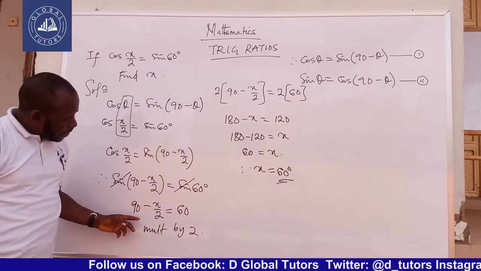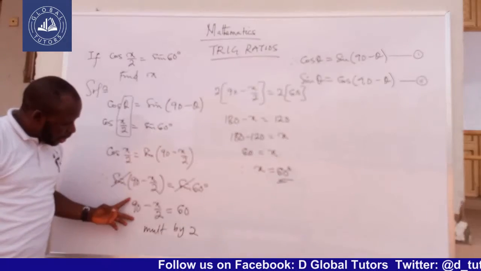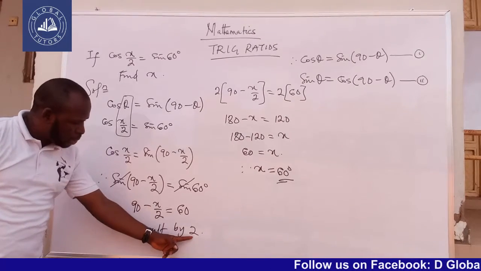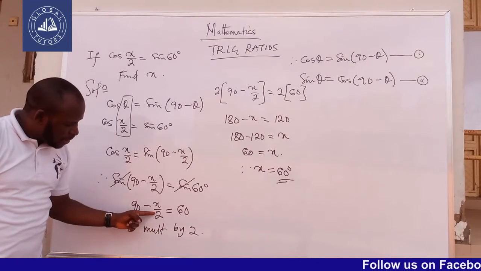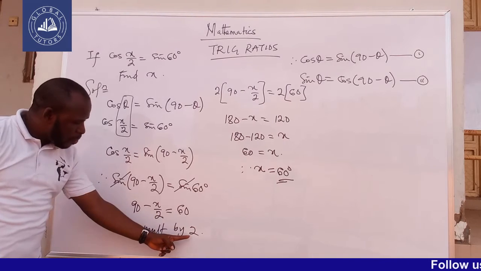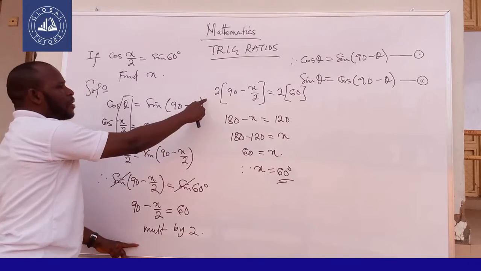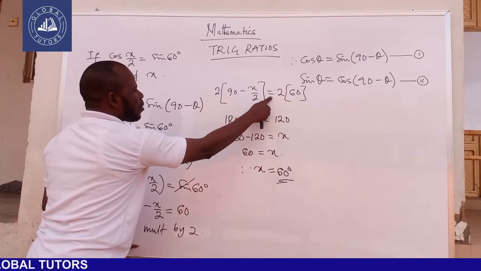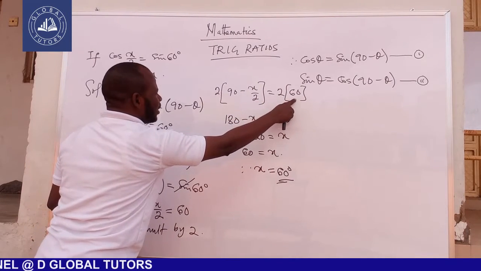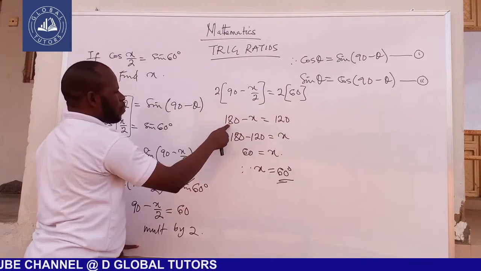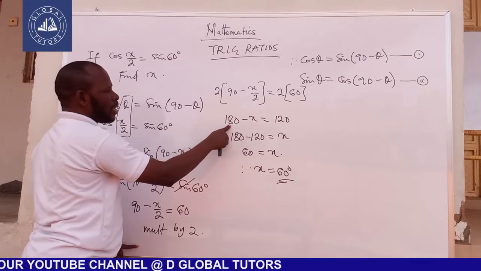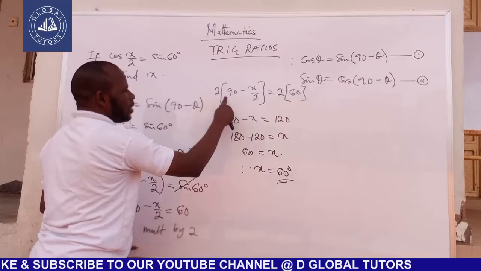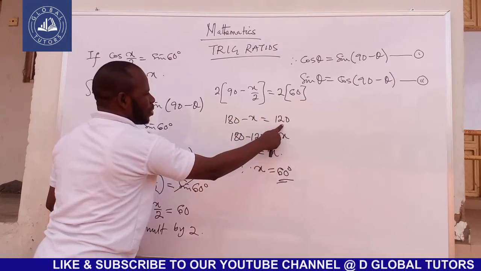Now, I said for you to solve this equation here, because this is a fraction, you multiply through by 2. Because this is the what? The denominator. So if you multiply by 2, you're going to have 2 into the bracket of 90 minus x over 2 equals 2 into the bracket of 60. So, 2 times 90 will give me 180. Then 2 times x over 2 will give me x. Then 2 times 60 will give me 120.